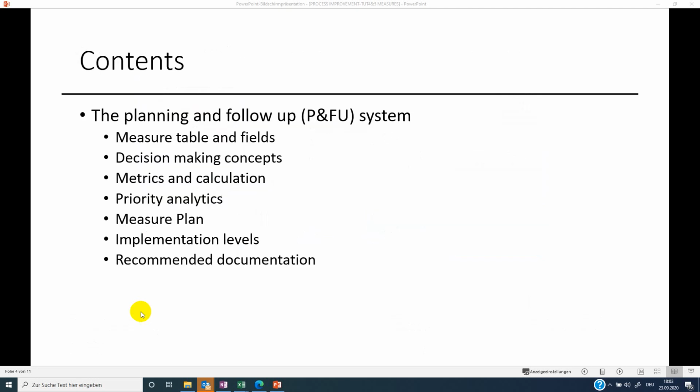How does the tool help you? Well, we'll be having a look at the measure table and its fields. We will have a look at the decision-making concepts that help you decide which measures should be given priority. We will also have a short look at the metrics and the calculation that is behind these concepts. We will have a look at the graphs that make the priorities visible. Then we will have a look at the measure plan, at the different implementation levels, and the recommended documentation.